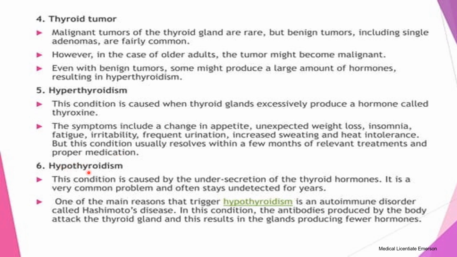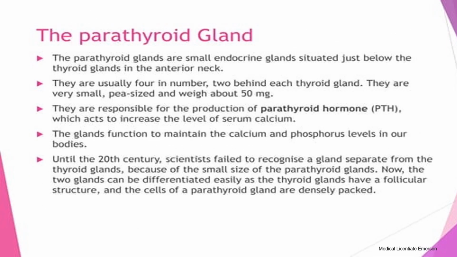Then the other condition is hypothyroidism. This condition is caused by the undersecretion of the thyroid hormones. It is a very common problem and often stays undetected for years. One of the main reasons that triggers hypothyroidism is an autoimmune disorder called Hashimoto's disease. In this condition, the antibodies produced by the body attack the thyroid gland, and this results in the gland producing fewer hormones. Okay, then we are done with the thyroid gland now.